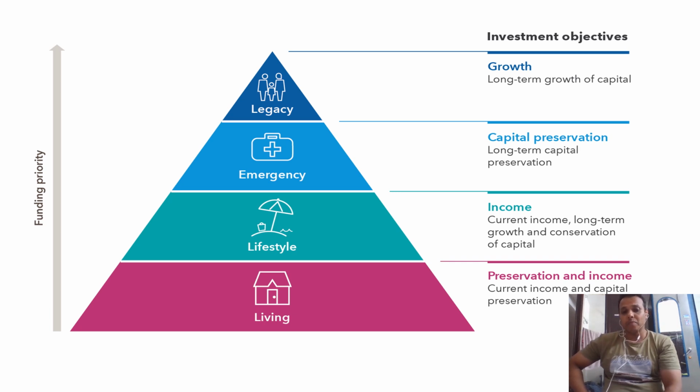And when it comes to a common question here, you can see there is a funding priority. A common person has a funding priority here, where exactly he can invest. So funding priority, normally we say living. As a common person, initially we talk about living, then you have lifestyle, then you have emergency funds, then you have a legacy.